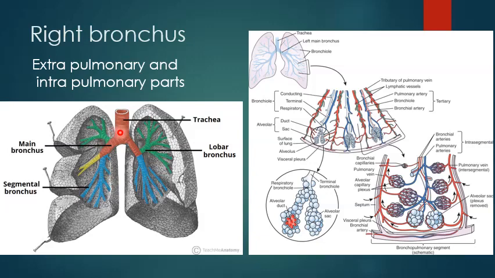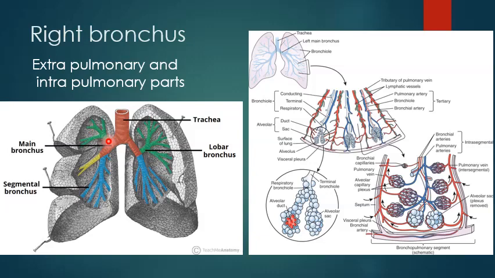So here in this slide, if we see, this is the main bronchus, okay, and these are the secondary bronchi, and these smaller ones are the tertiary bronchi. And these tertiary bronchi will supply air to one particular segment of the lung, which is called the bronchopulmonary segment. And here this is called the eparterial bronchus, whereas on the left side there is no eparterial bronchus.